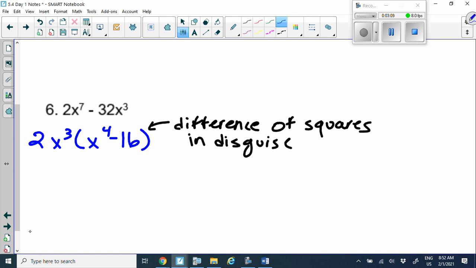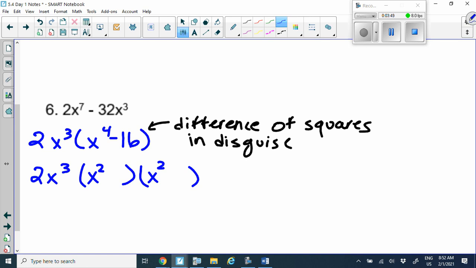Okay, so make sure you bring that 2x cubed down because if you leave it out, you're not going to get the original problem. Remember with our difference of squares in disguise, we're going to do two sets of parentheses, okay? And we know this is a difference of squares in disguise because notice that it's a binomial, we are subtracting, and the a and c values are perfect squares. So the number in front of x to the 4th is a 1, that's a perfect square, and 16 is a perfect square. Now remember, in order to do this, instead of just putting x and x, we put x squared. Because when we multiply that, that's how we get the x to the 4th.